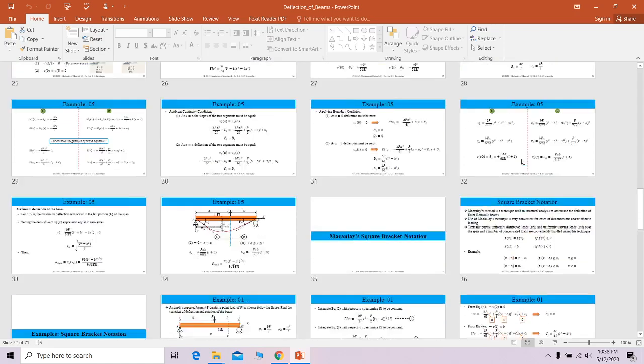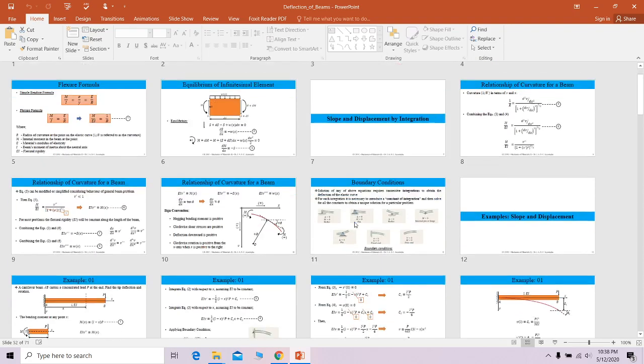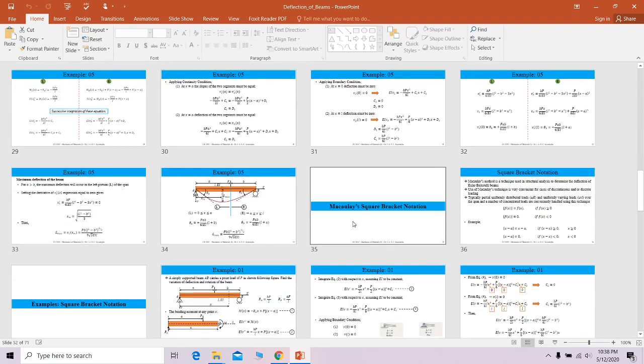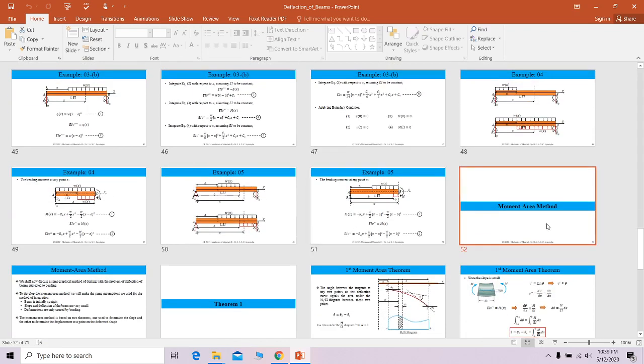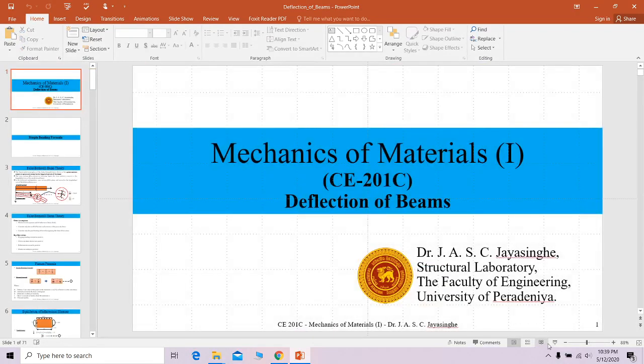These are the three main components. First, we derive the equation, and that is a straight differential equation, not a partial differential equation. Next, how to use square bracket notation to present the moment of the beam, and the third part covers moment area methods, which is also part of this deflection topic. Okay, now we can shift to our first component.